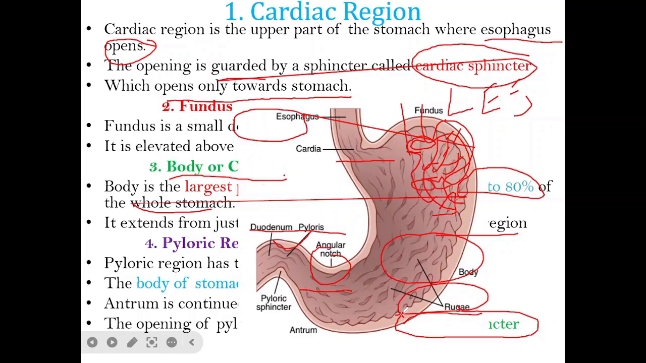So diagrammatically, as you see, this is the cardiac part. ይሄንን ካርዲያክ ፓርት ብለን እንጠራለን። ኦር ሎወር ኦሶፋጃል ስፊንክተሩ የሚገኝበት ቦታ ነው። So this cardiac region is important mainly, the cardiac region contains the lower esophageal sphincter. So this lower esophageal sphincter is important to protect the backflow of semi-liquid food towards the esophagus.